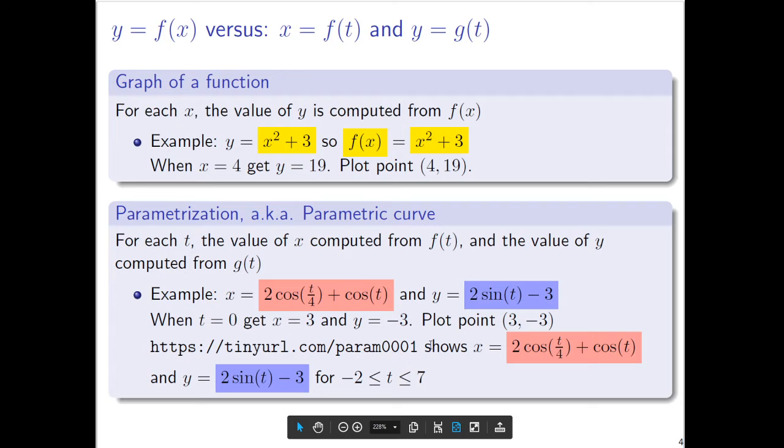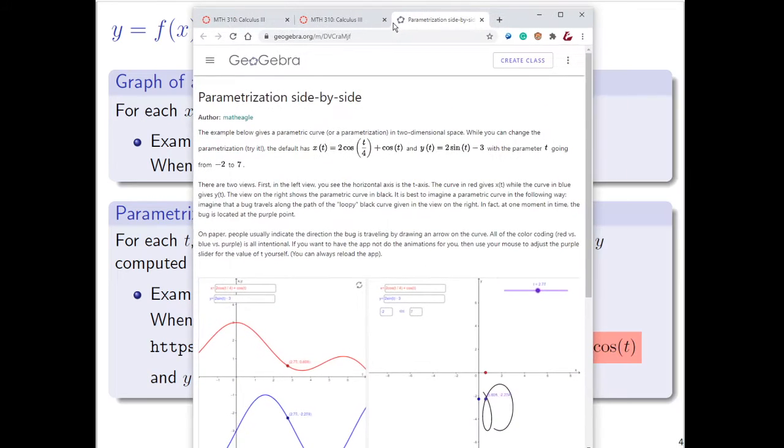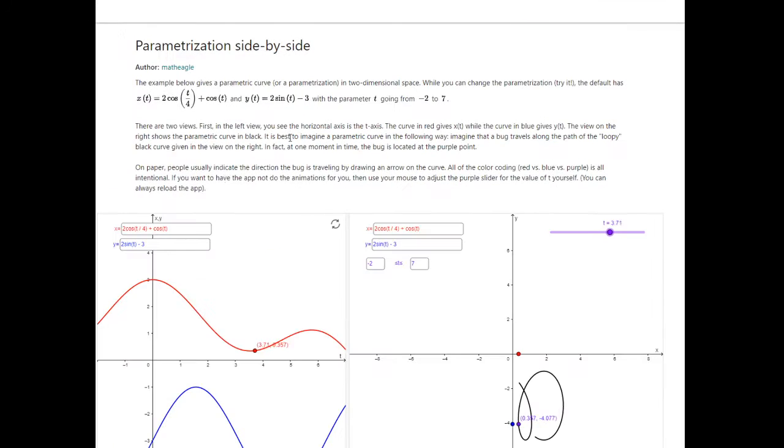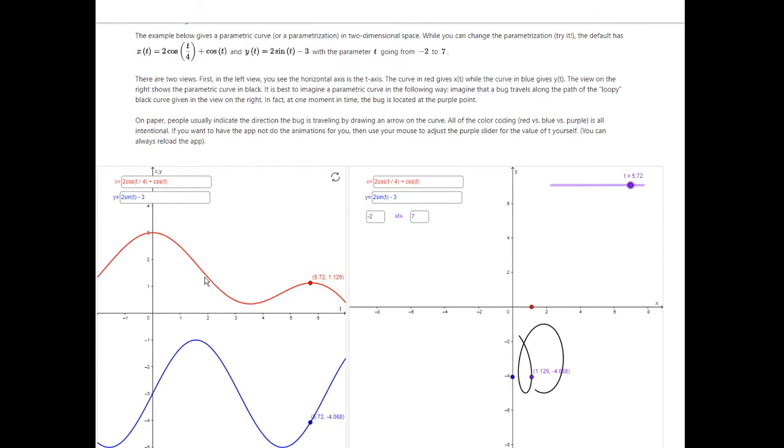And let us show what this looks like. So there's a link. I'll click on this, and we will bring this up over here. All right, so what we're looking at is, first of all, on the left, there's a t-axis here, and then this vertical axis is both either an x or a y. So what you see is, as t moves along the t-axis, t is about 3 right now.